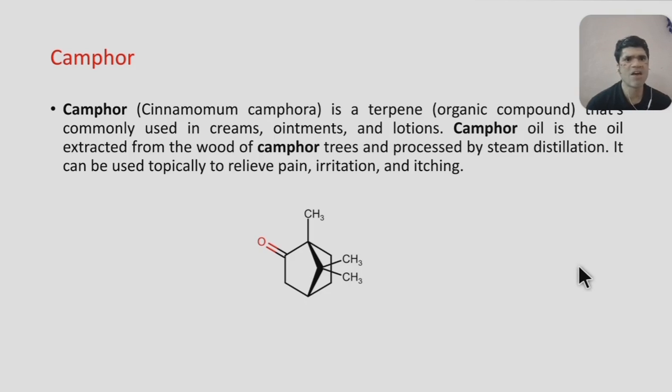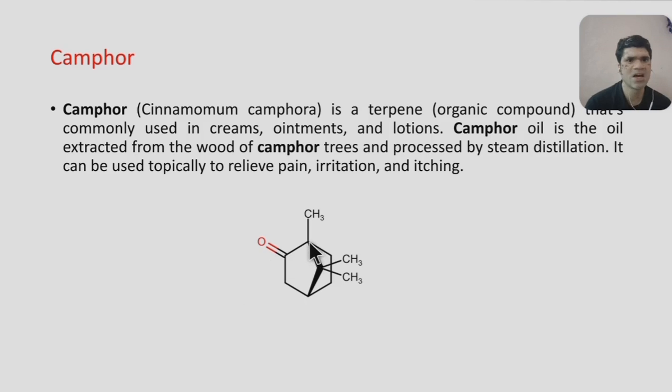So next is camphor. Camphor is also known as Cinnamomum camphora because it is obtained from the cinnamon tree. It's a terpene that is commonly used in creams, ointments, lotions. Camphor oil is the oil extracted from wood camphor trees and processed by steam distillation. It can be used topically to relieve pain, irritation and itching. So this is the structure of camphor.